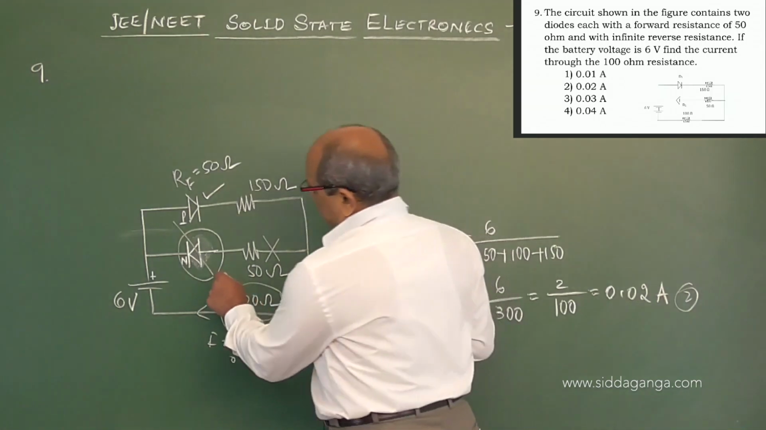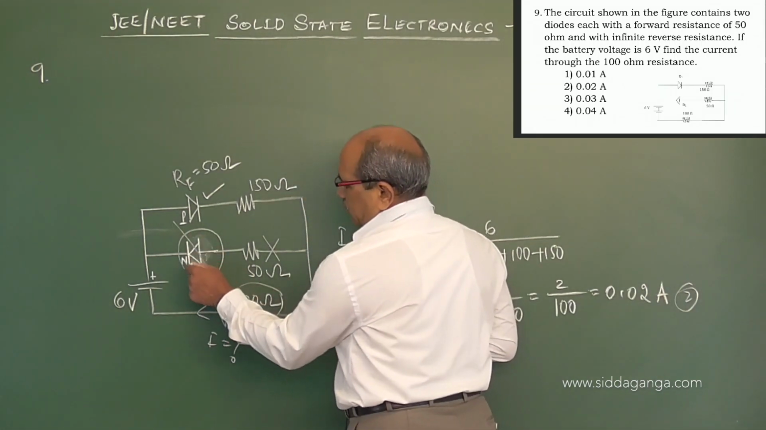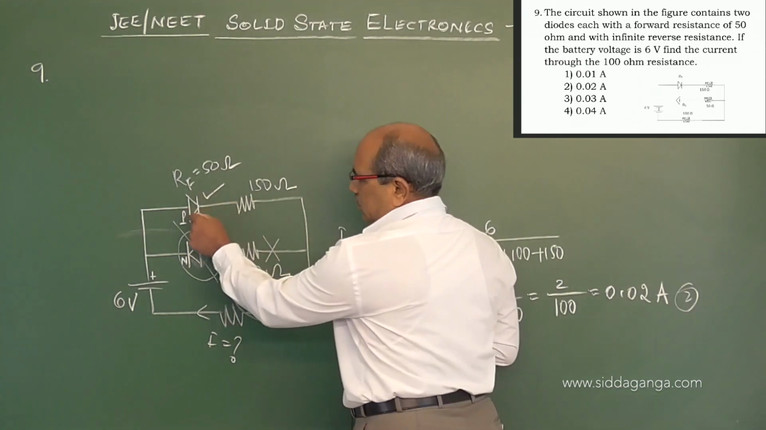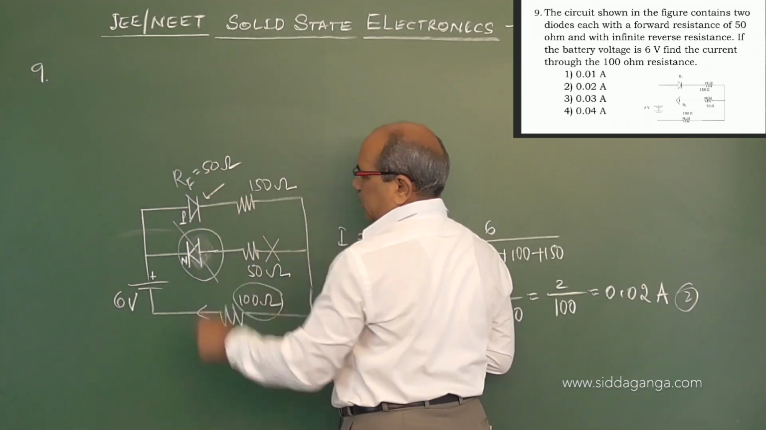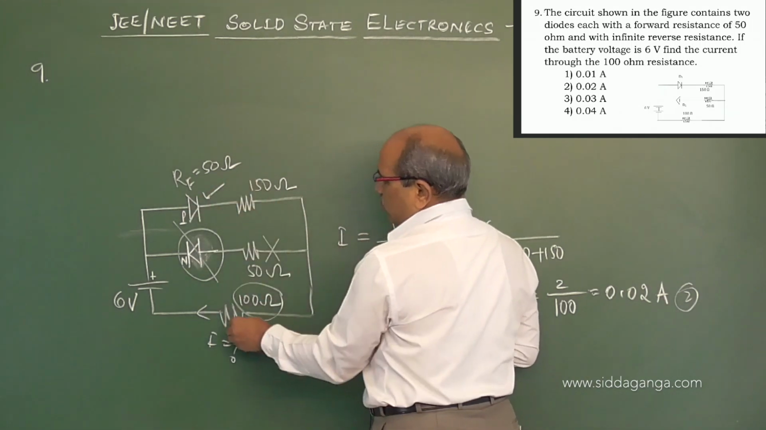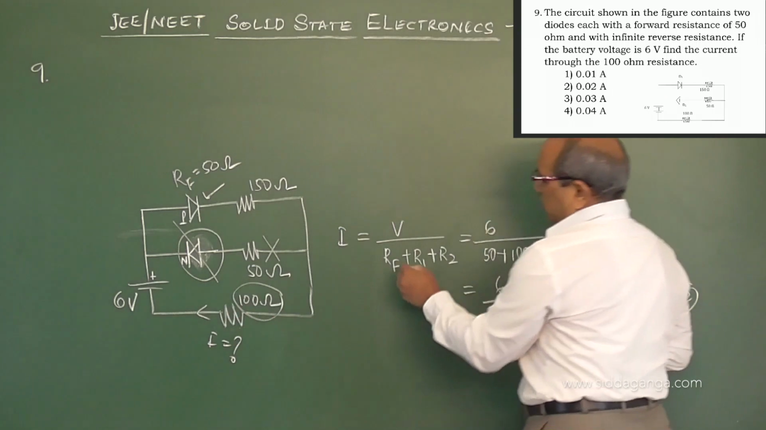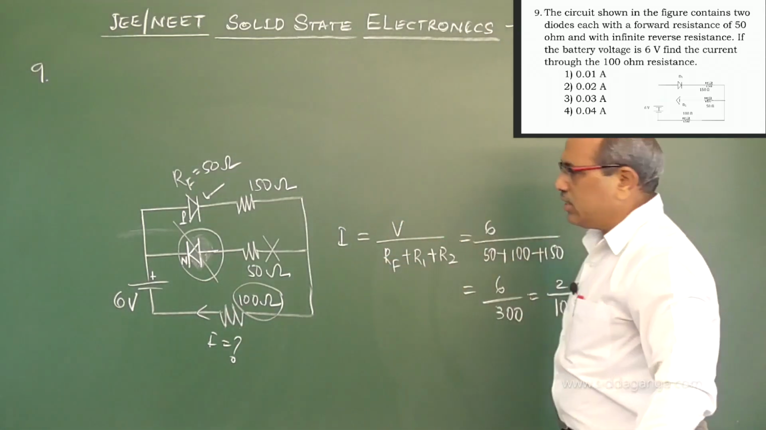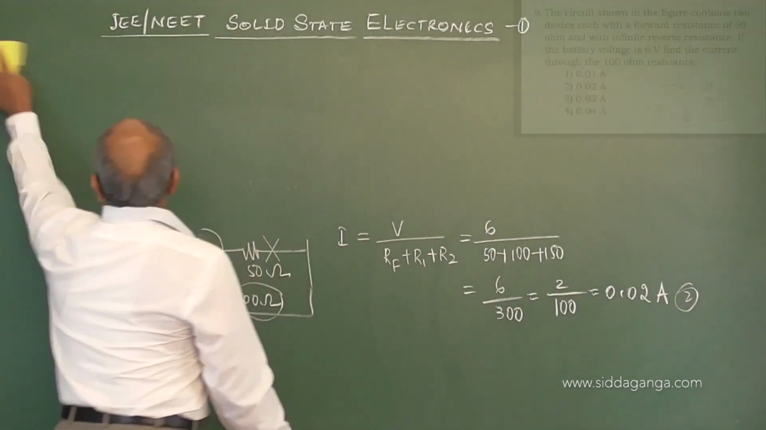When you look into the circuit, one diode is reverse bias, it is not conducting any current. This one is forward bias, so only the resistors can carry the current. Therefore, this 150 ohm and 100 ohm are all in series. Therefore, the circuit becomes simple, Ohm's law, voltage by total resistance, and hence the answer. Coming to question number 10.